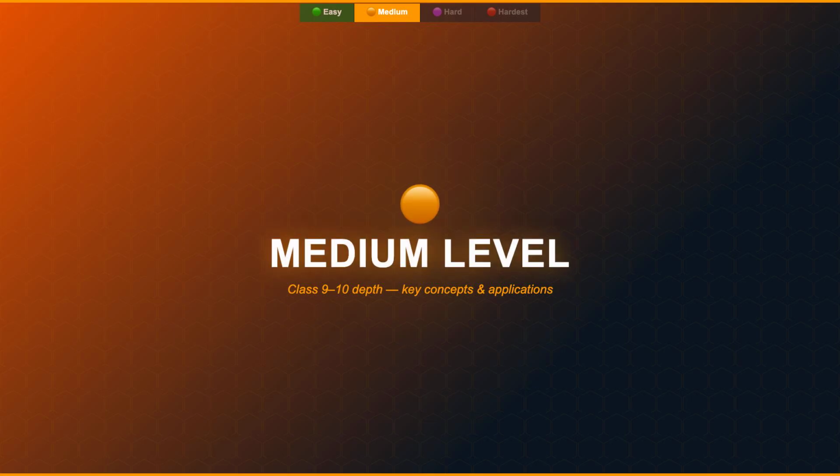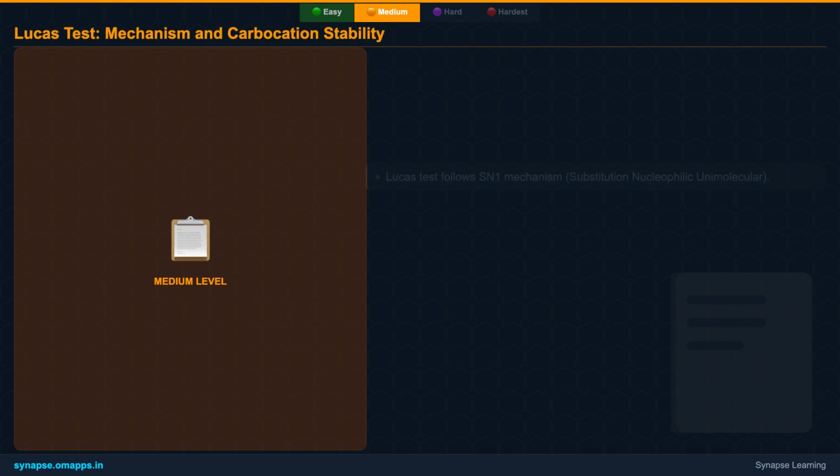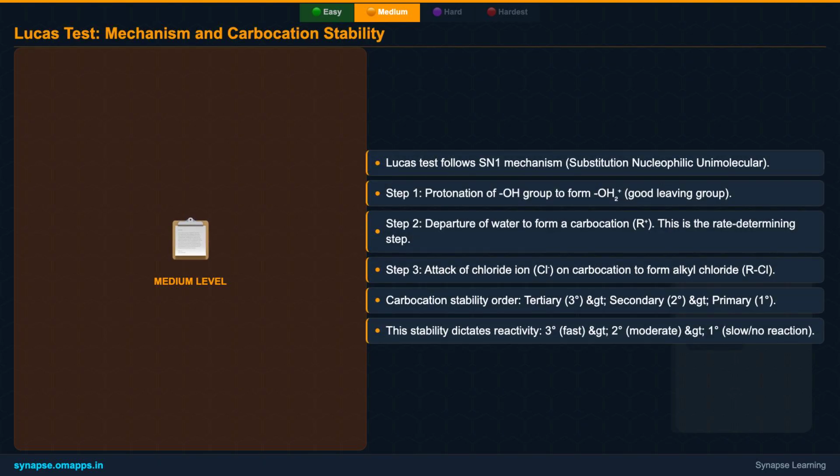Ready to dive deeper? The medium level will explore the mechanisms behind these distinctions and introduce another powerful method, oxidation reactions. The Lucas test operates via an SN1 mechanism. The alcohol is protonated, and water leaves, forming a carbocation. This carbocation then reacts with chloride to form an alkyl chloride, which appears as turbidity.